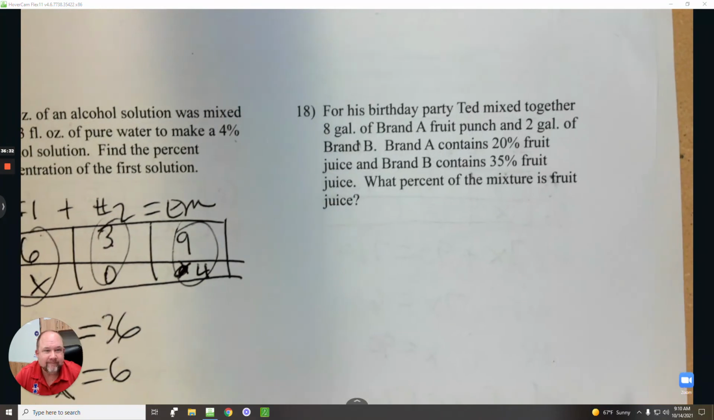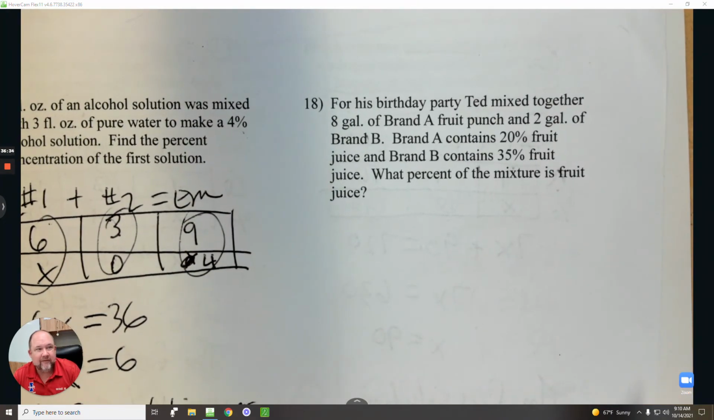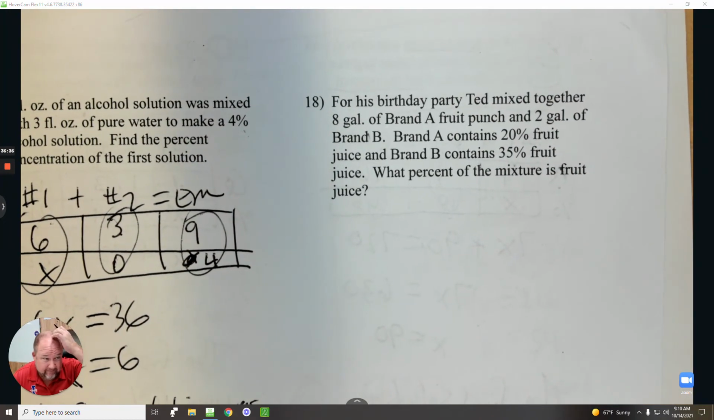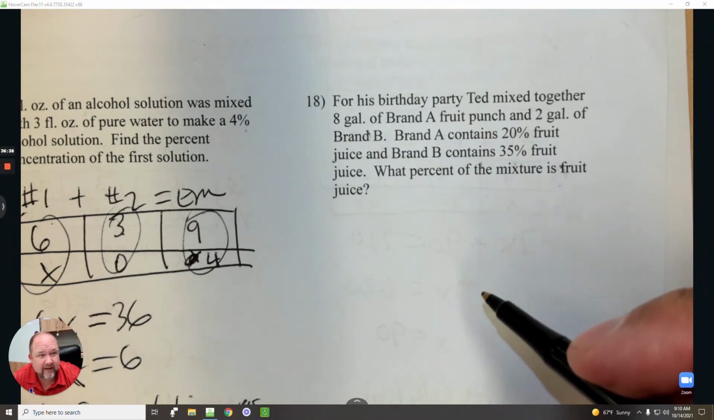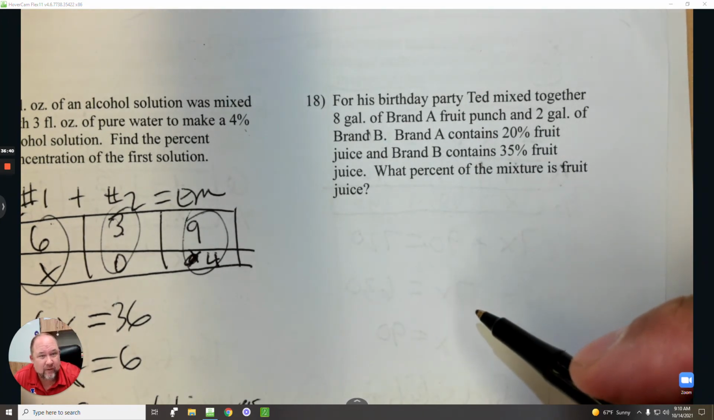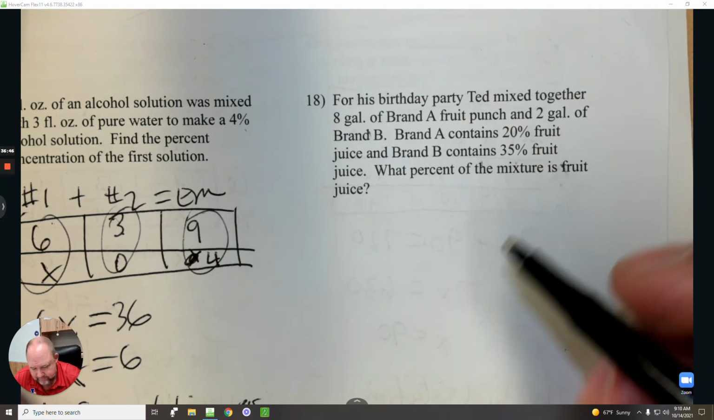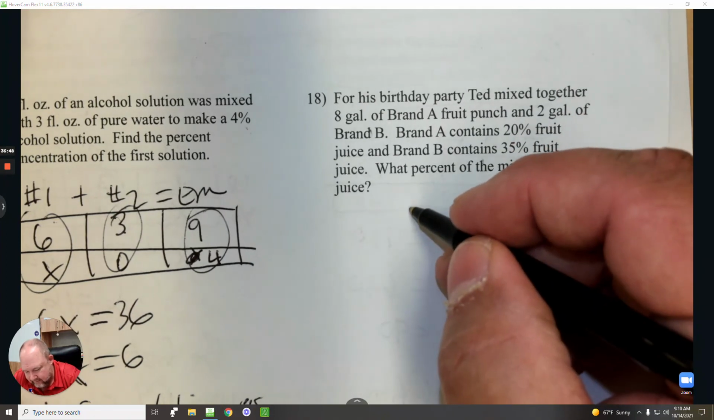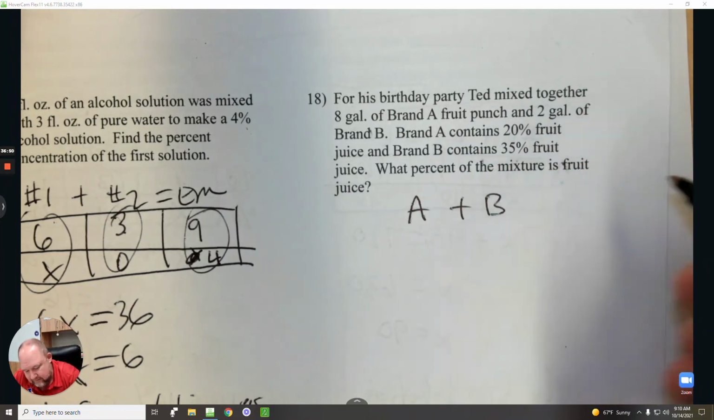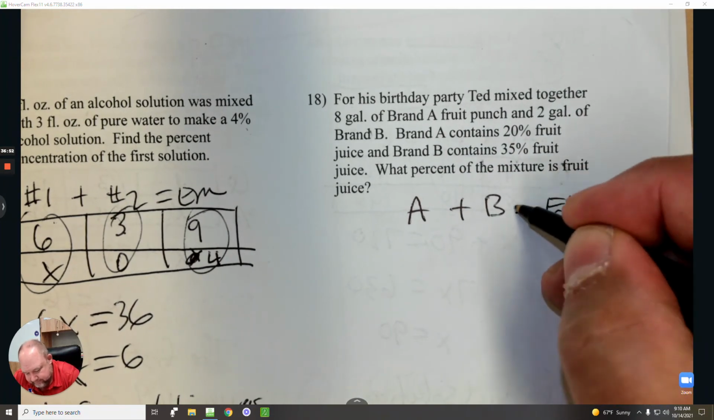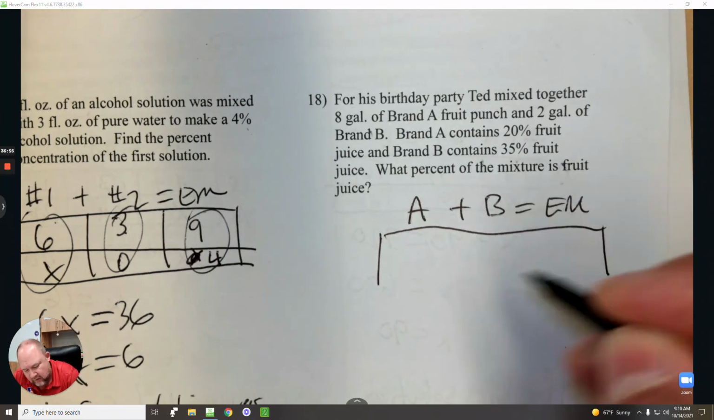Last one. For his birthday, Ted mixed together 8 gallons of brand A and 2 gallons of brand B. Brand A contains 20% fruit. Brand B contains 35% fruit. What percent of the mix at the end is fruit juice? So in this case, I'm just going to call it A and B because of the brand, and then the end mix. Though you can still call it 1 and 2.